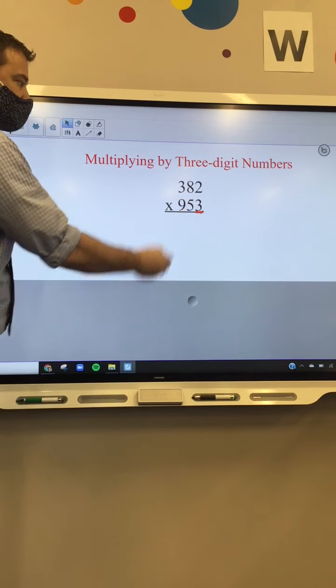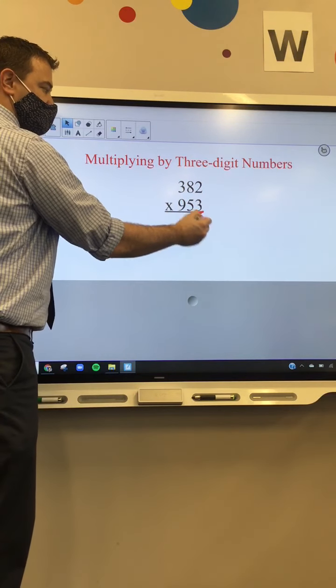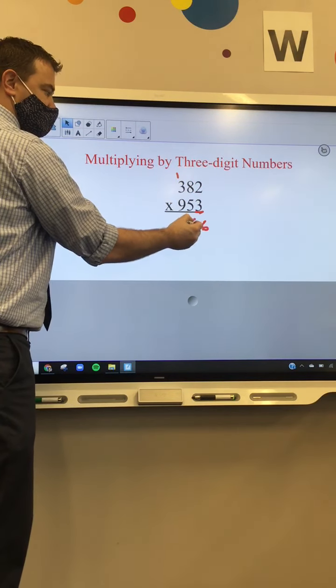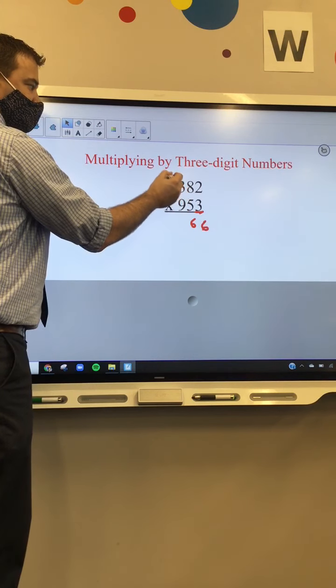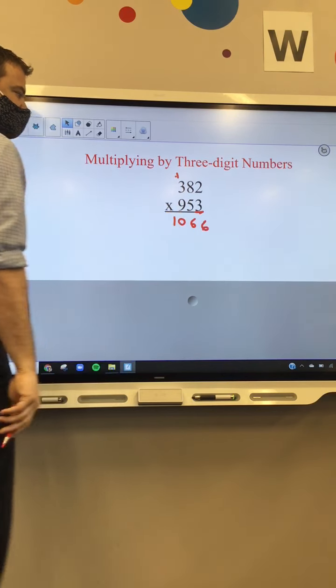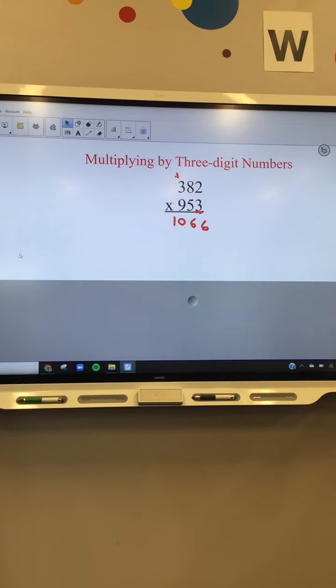So I'm going to start with 3. 3 times 2 is 6. 3 times 8 is 16. And then 3 times 3 is 9. Plus I've got this extra one. So altogether, that's what 3 groups of 382 is.